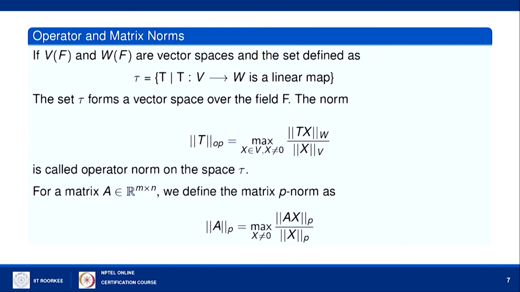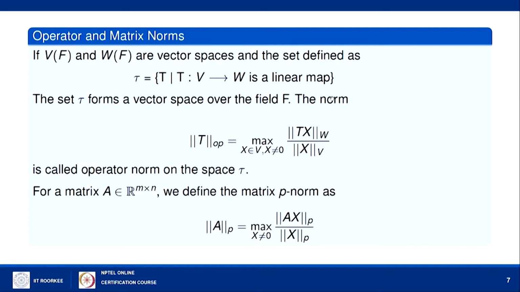Now, come to the second part of this lecture. Consider two vector spaces V and W defined over the field F, and define a set tau containing all the linear transformations from V to W. If you carefully see, the set tau forms a vector space over the field F. You can verify it easily because the zero transformation will be there, there will be closure, and it will form an abelian group with respect to addition of linear transformations, and so on.